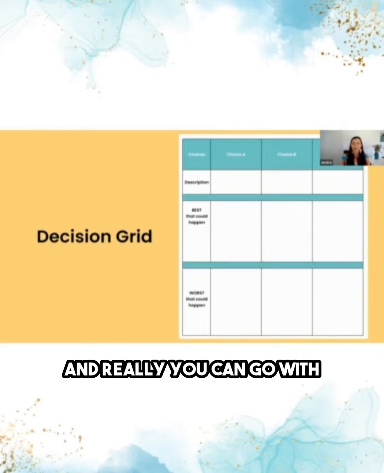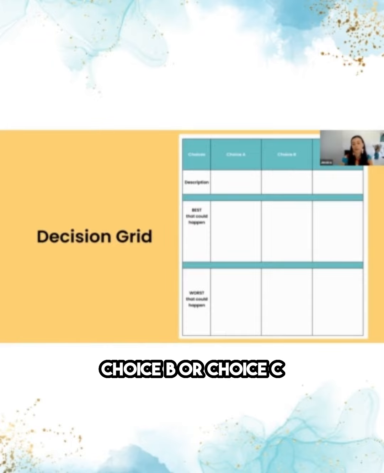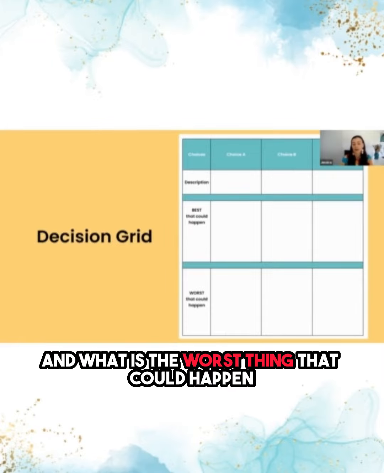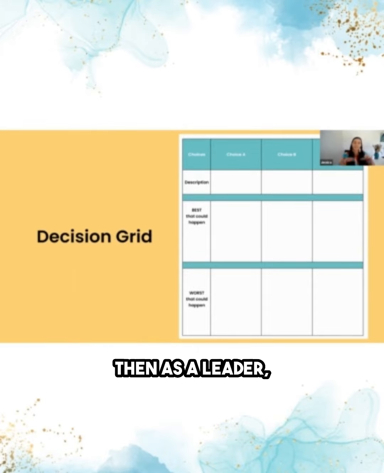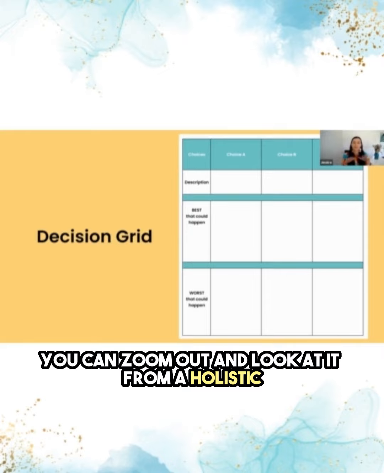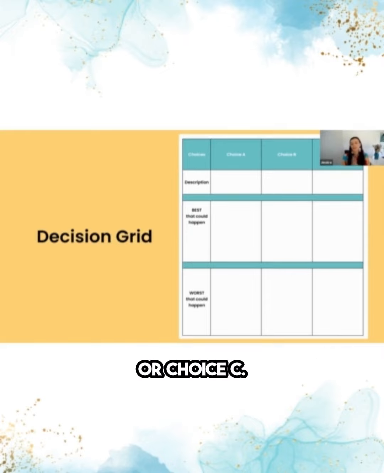And really, you can go with what is the best case scenario if I went with choice A, choice B, or choice C? And what is the worst thing that could happen if I chose either of the choices A to C? And then as a leader, you can zoom out and look at it from a holistic point of view and go, right, choice A is the best decision or choice C.